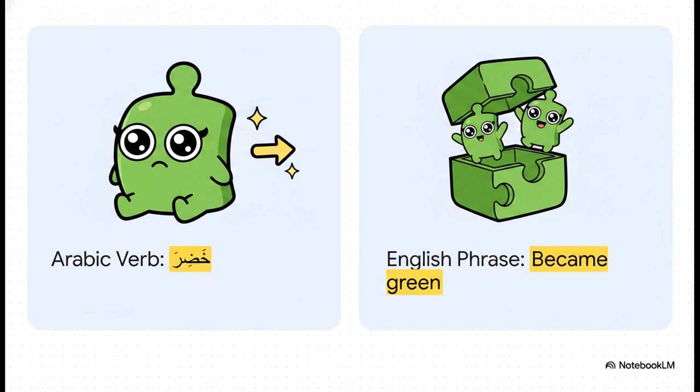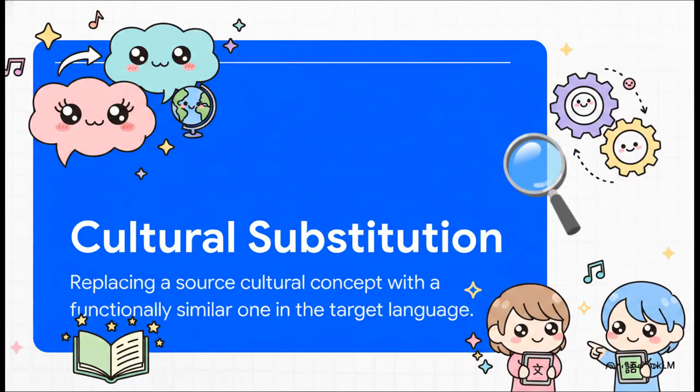It's elegant problem-solving at its finest. Our final core tool is cultural substitution. Sometimes, explaining a concept just takes way too long, or it totally ruins the flow of the text. But then you realize, hey, the target culture actually has a completely different concept that serves the exact same function. So rather than paraphrasing, you just swap out the source culture's concept for the target culture's equivalent.